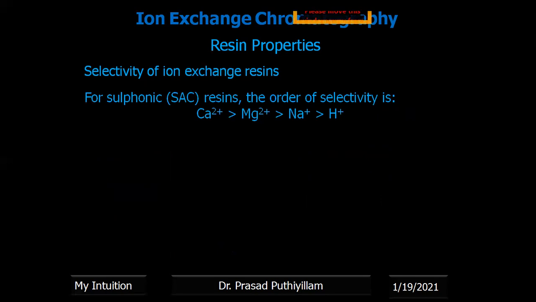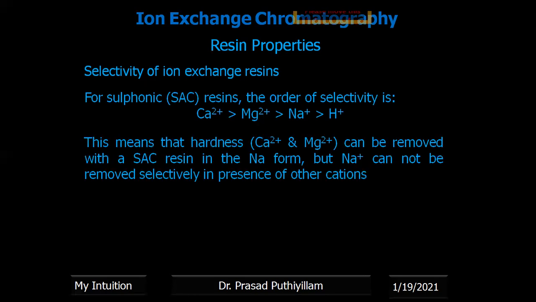For strongly acidic cation exchange resin, whose functional group is usually sulfonic acid, the order of selectivity in general cases is that calcium 2 plus has the highest selectivity, then magnesium 2 plus, then sodium, as well as H plus. That means if Na plus ions are present along with calcium and magnesium, Na plus ions will easily pass through, whereas calcium and magnesium will be retained. That means we can use this resin for the removal of hardness. Hardness is caused mainly by calcium and magnesium ions, whereas if a solution contains all these ions, sodium ions we cannot selectively remove by using strongly acidic cation exchange resins.